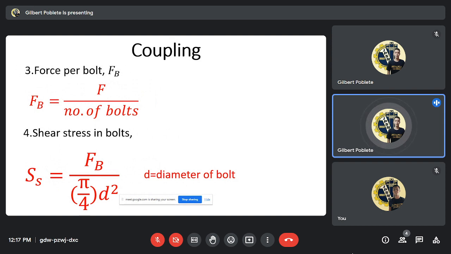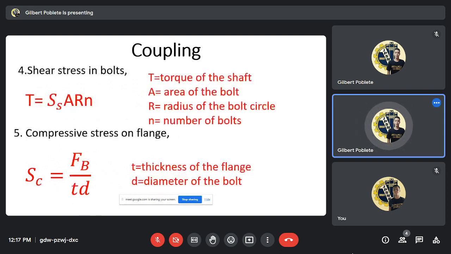So, next naman natin is T equals to shear stress times the area of the bolt times the radius of the bolt circle times the number of bolts, or pwede siyang tawagin na Tsar para mas madali. So, meron naman tayong compressive stress on flange. So, meron tayong force ng bolts over the thickness of the flange times the diameter of the bolt.